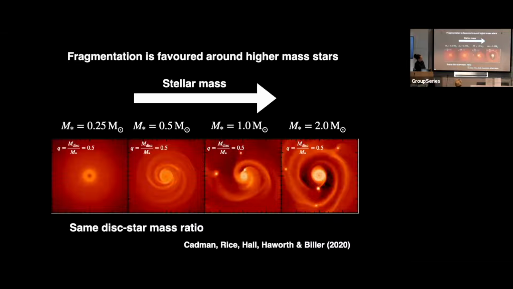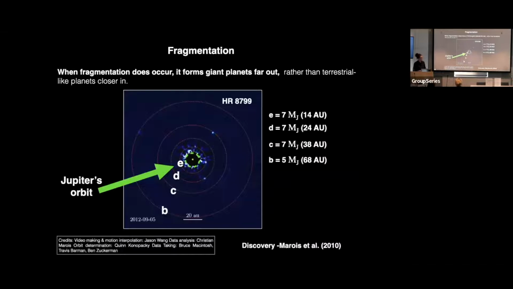So what James Cadman found was that as you increased the stellar mass, fragmentation was preferred around higher mass stars. And this is interesting because when we look at systems like HR 8799, it has a slightly more massive central star, 1.5 solar masses, and some of the other things that we're interested in with gravitational instability. This is a really neat system because in general, gravitational instability does not form planets. Okay, it's been proposed as forming terrestrial mass objects, but that doesn't really happen. What it does do is form higher mass objects further out.